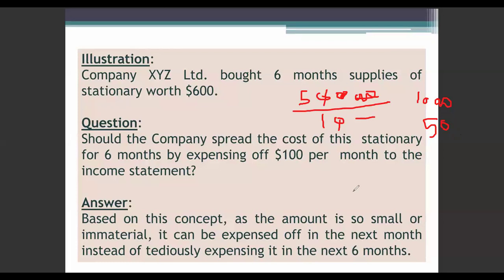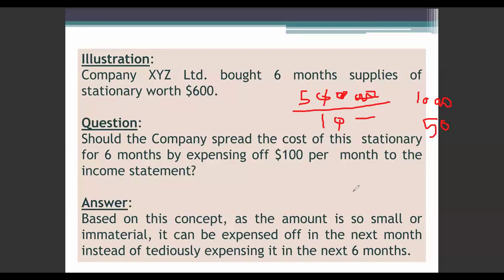So in this case, the concept is that the amount is so small, it is immaterial to be written off in 1 month or in 6 months. But suppose these supplies are 60,000, then I have to create evidence. I need proof that the amount is distributed over 6 months and each month it is 10,000. If the amount is 6 lakhs, again I need evidence that it is distributed.